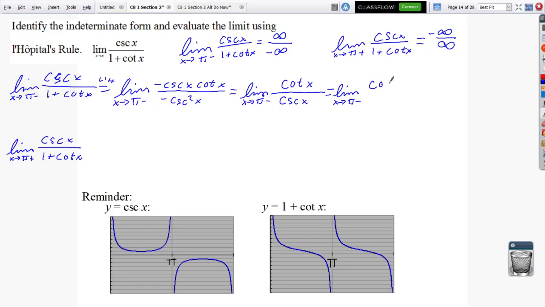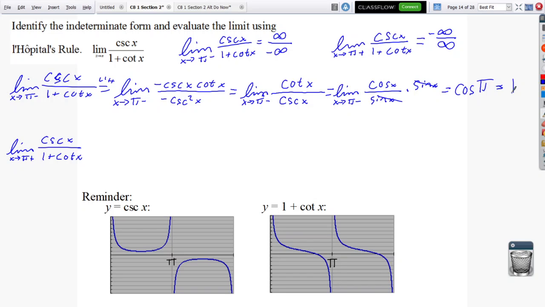Cotangent, last time I checked, is cosine of x over sine of x, times, when we have cosecant in the denominator, that's the same thing as sine in the numerator. Those cancel, and we're really left with the limit as x approaches pi from the left of cosine of x. So really, we're just left with cosine of pi, and cosine of pi is -1.